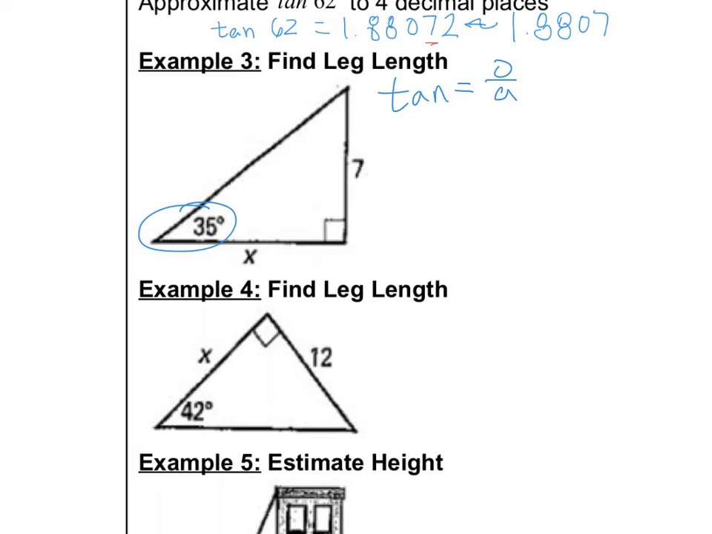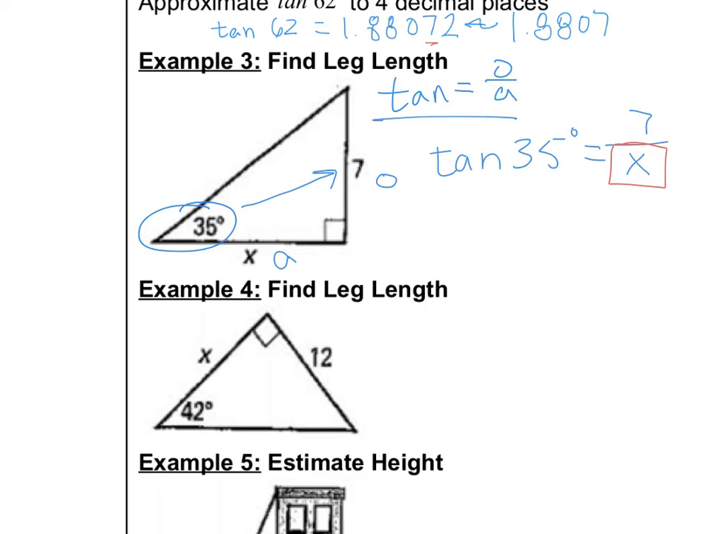So since this is the angle I'm working with, let's look across. There's your opposite. That means x is the adjacent. So what you're going to do is plug everything into this right here. Since they give us the degrees, we're going to use tangent. Tangent of 35 degrees equals my opposite, which is 7, over the adjacent, which we don't know. We could call it x instead of a. Let's call it x. So now we solve for x.